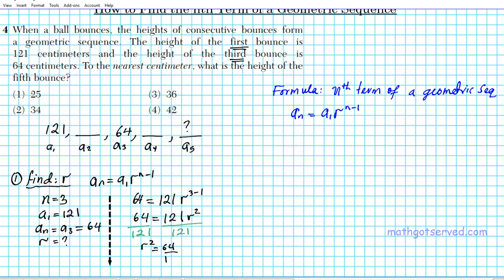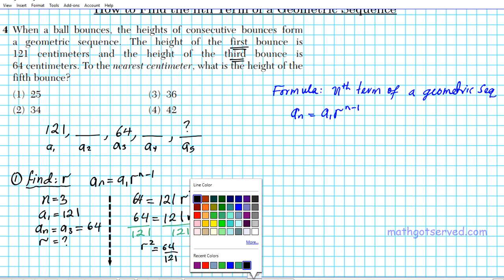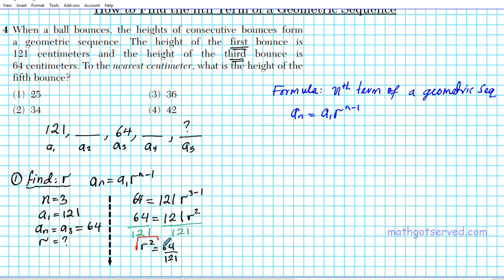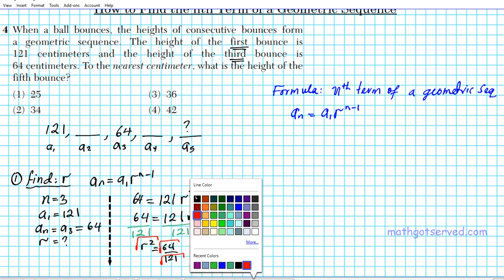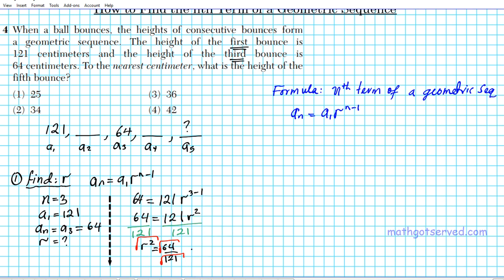So what is r going to be? To get r by itself, we're simply going to take the square root. Take the root of the numerator and the denominator. And this basically helps us to see that the common ratio r is 8 over 11. Perfect. Now that we have the common ratio, we can move on to the second step, which is to find the fifth term using that common ratio.